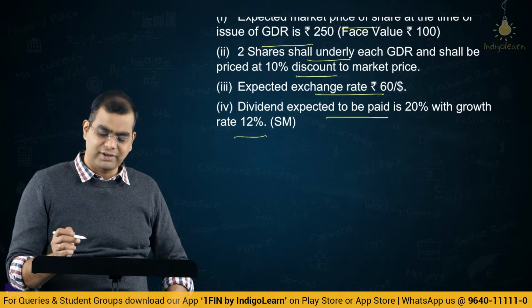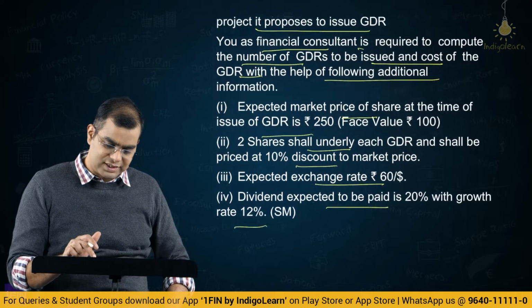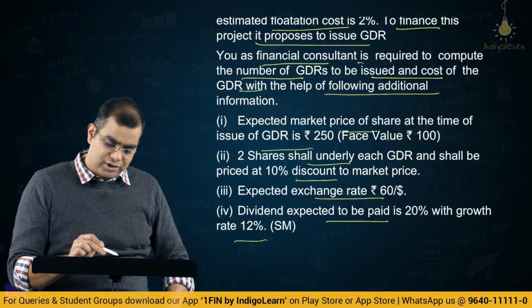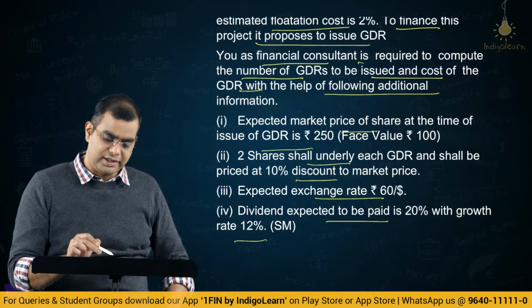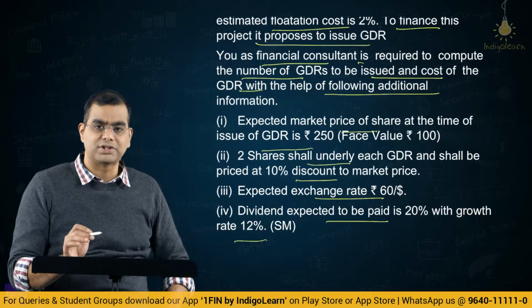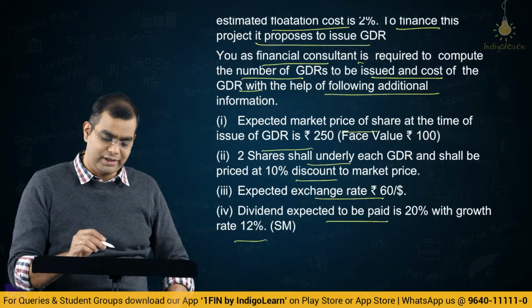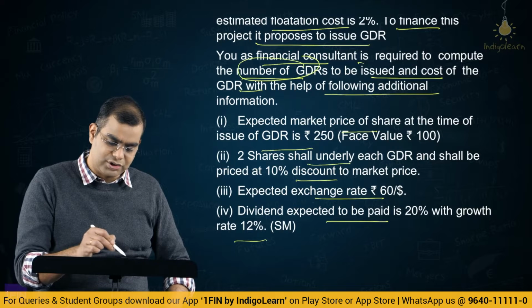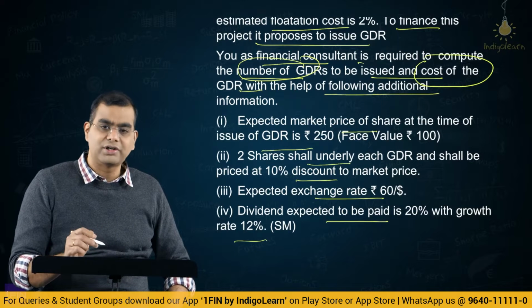Why did they give dividend? Why did they give growth rate? What is it that they want us to do? You are required to compute the number of GDRs to be issued and the cost of GDR with the help of the following information. Why is this required? What is this number of GDRs to be issued and cost of GDR? What is cost of GDR?